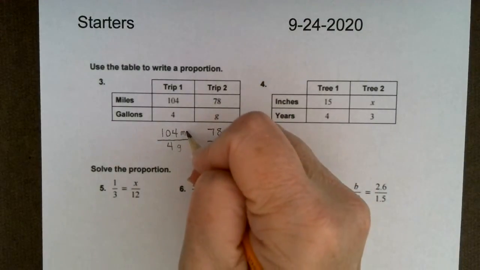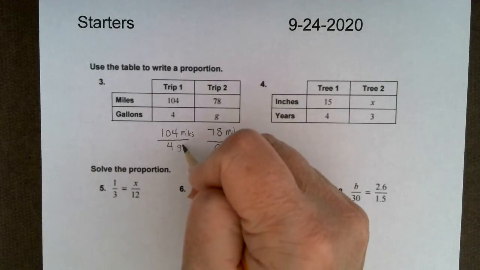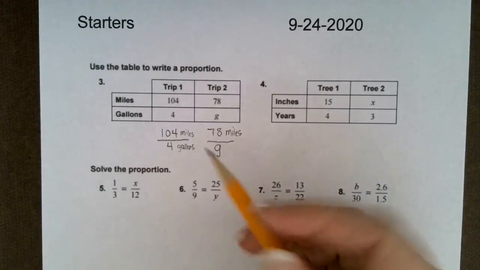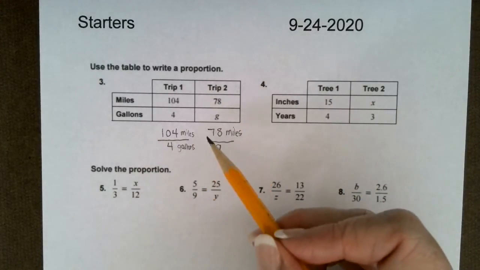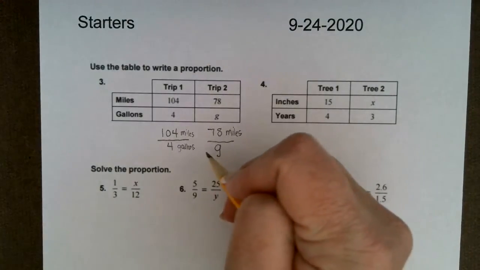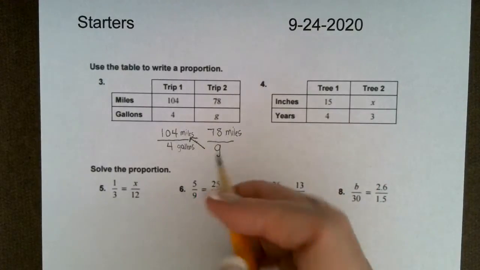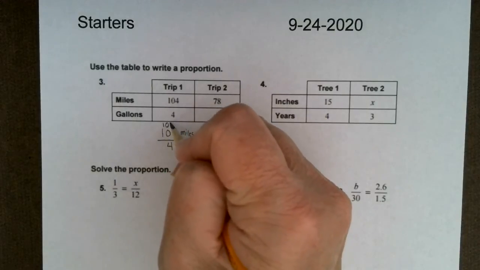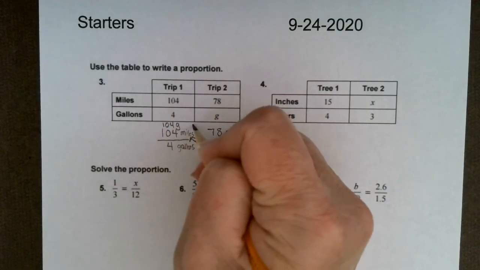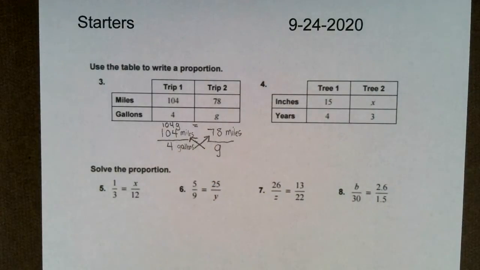I probably should be writing these out so you don't get confused, just to help me keep my miles and my gallons straight. If I have miles on the top on this side, I have to have it on that side. And then we cross multiply. So we have 104 times G is 104G. And then on the other side, we do 4 times 78, which is 312.